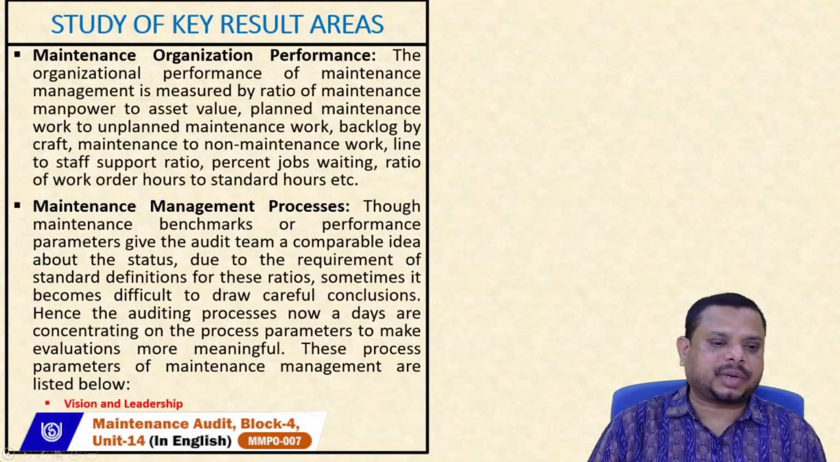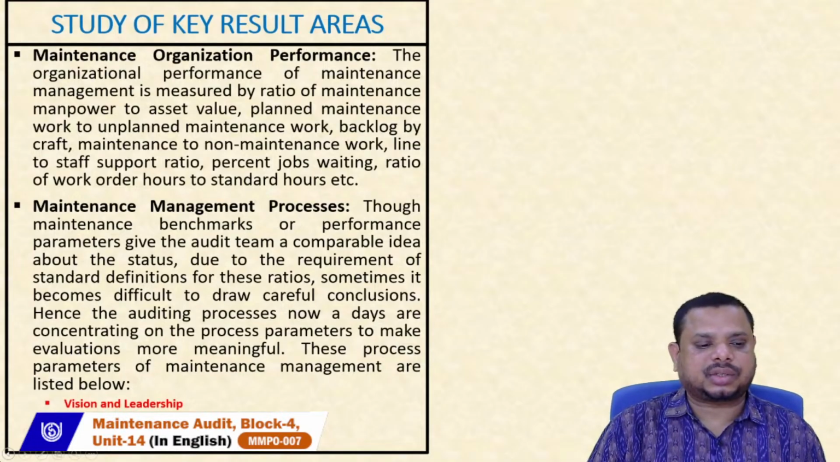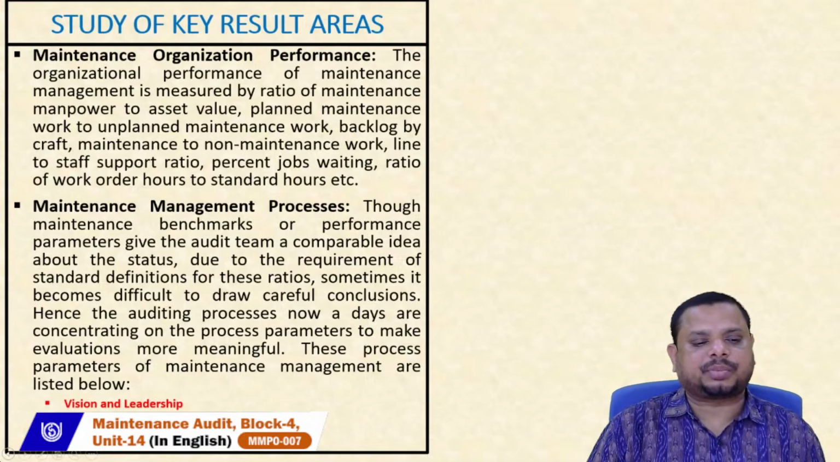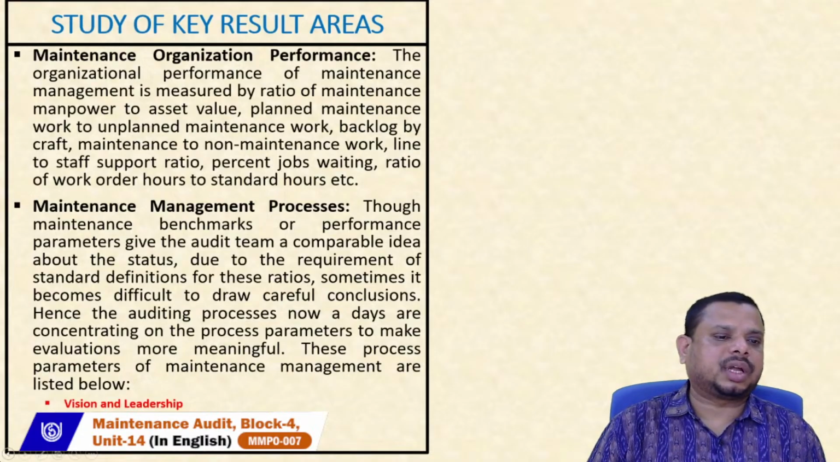leadership of maintenance management departments. The next one is maintenance organization structure, starting from the top to the functional level of management. And the last important part they will include is known as the spare parts management process. So these are the key process parameters included in the maintenance management process.